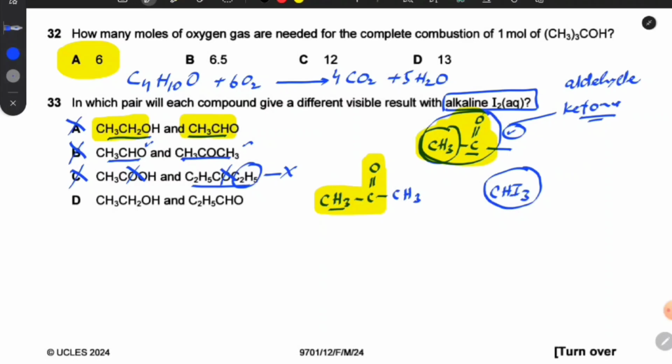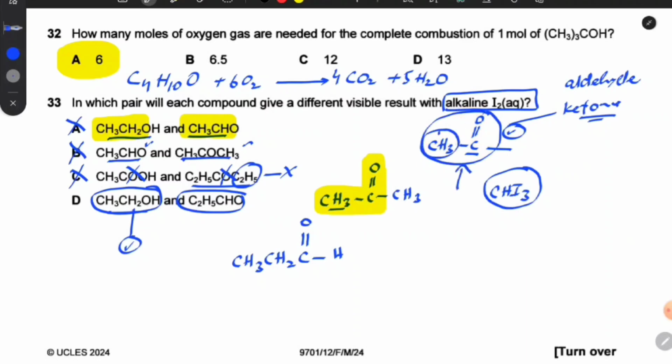The option D is where this is our ethanol, and this is definitely ethanol and it will give a positive test. And what is this? This is an aldehyde, but this aldehyde has 3 carbon and the third carbon is attached with a carbonyl group and 1 hydrogen. This is propanaldehyde. This propanaldehyde does not have this structure. It does not have a methyl group that is directly attached with the carbonyl group.